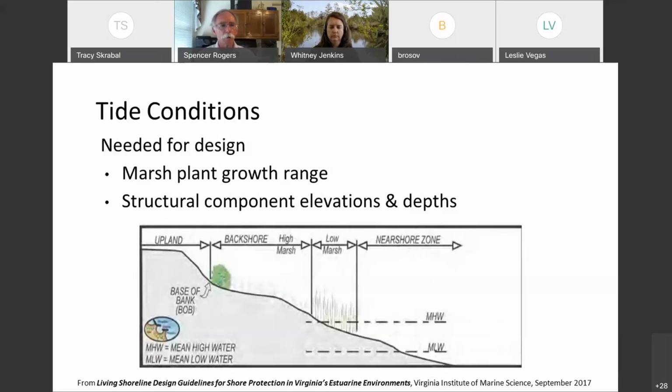And the tide conditions are also important for looking at some of the structural options we're using. They can keep the cost down, and they can make stronger structures if we properly set the elevations relative to the tide ranges locally.